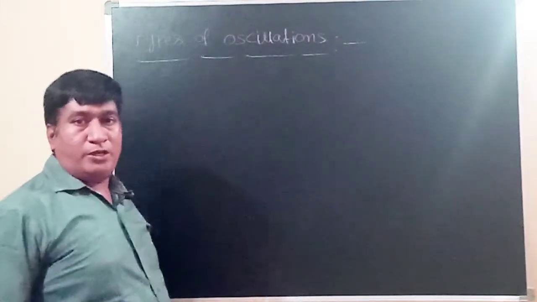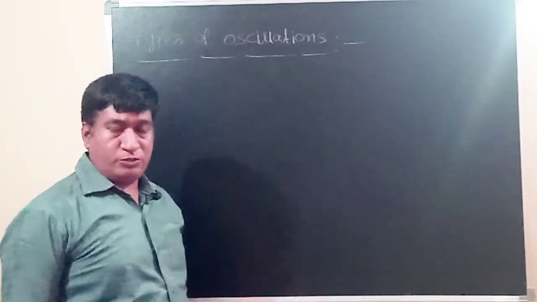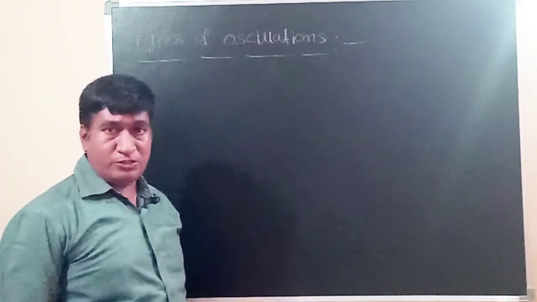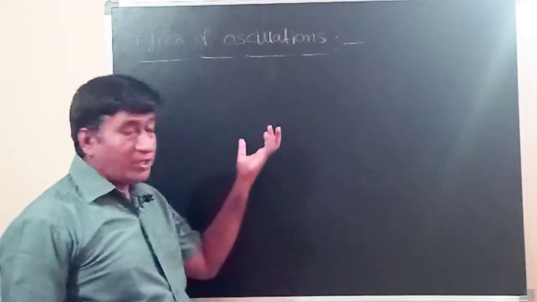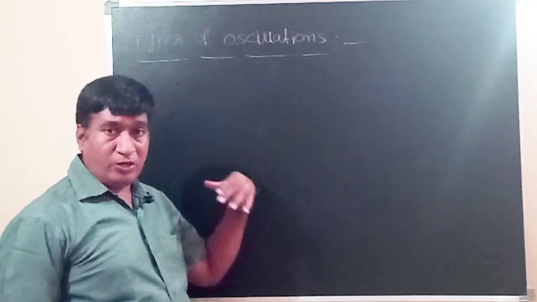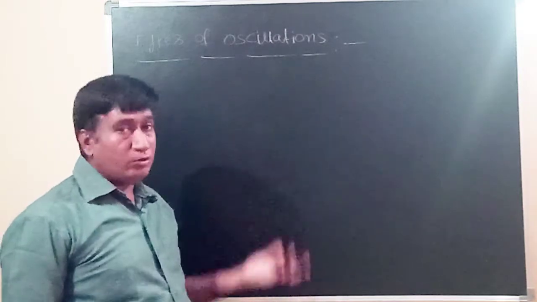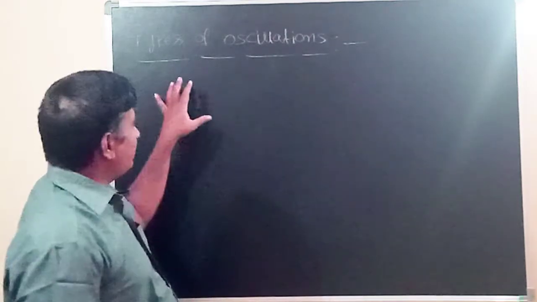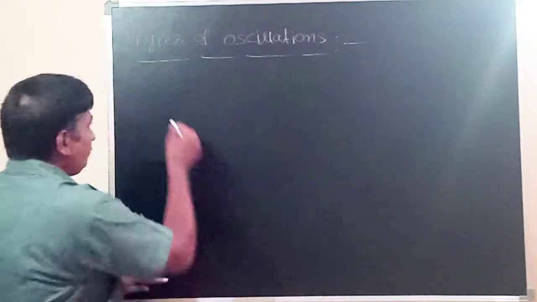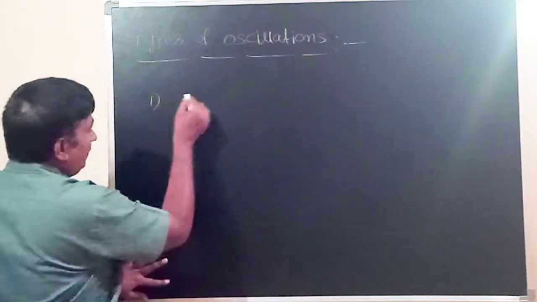In types of oscillations, all that we have discussed so far is in a simple form, which I can call SHM, simple harmonic motion. Based on this, we can classify oscillations majorly into three types.